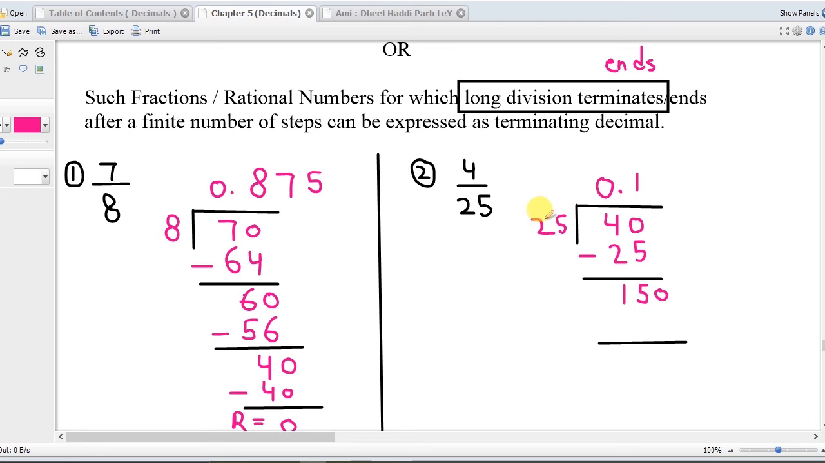Now start solving this, start counting the times table of 25 up till 150 or close to it. So this will give us 4 and 6. 6 times 25 is 150. Subtract these numbers, we are getting a remainder 0. So whenever we are getting a remainder 0, the decimal value we're getting in our answer is a terminating decimal, right?